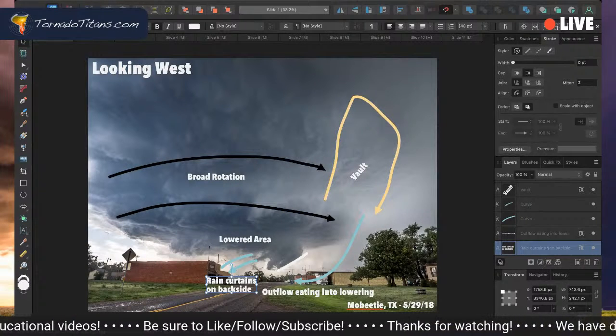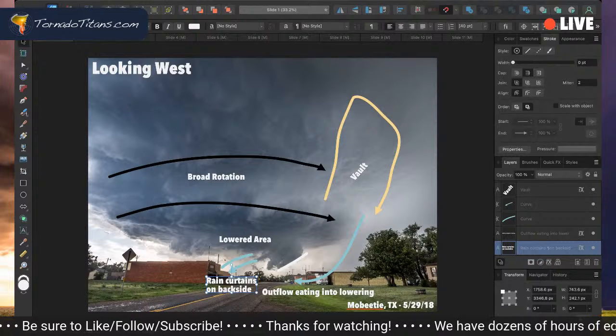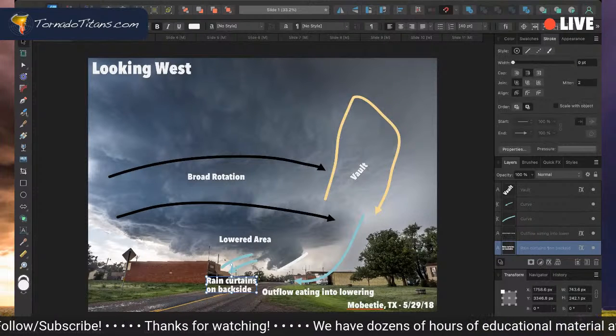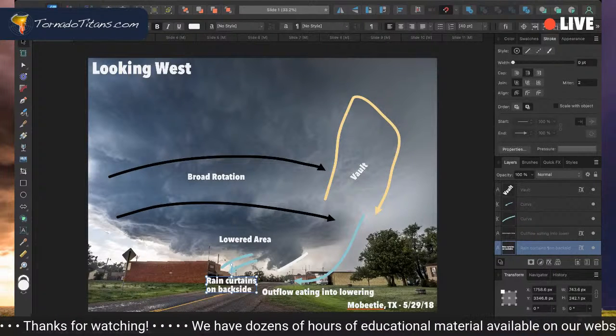And this was like, it was just there. It was rotating, but not much just yet. So the threat of the tornado wasn't there, but all the pieces were in place right there.